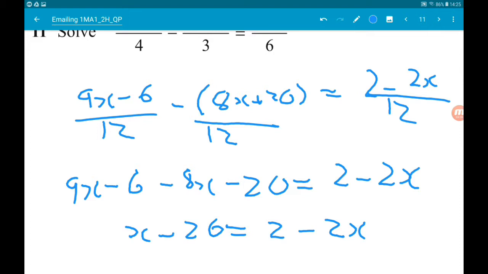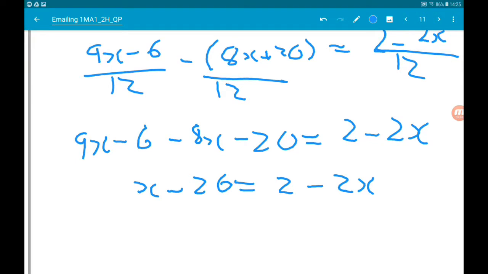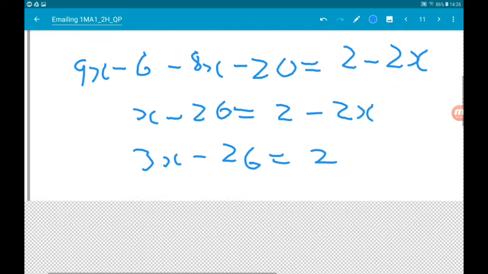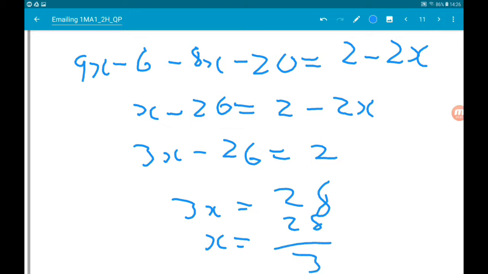Okay, now if we add 2x to both sides, we get 3x minus 26 is equal to 2. Add 26, 3x is equal to 28. Divide by 3, x is 28 thirds. Cool.